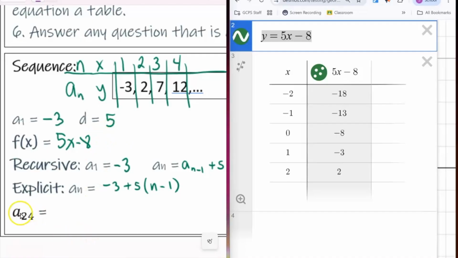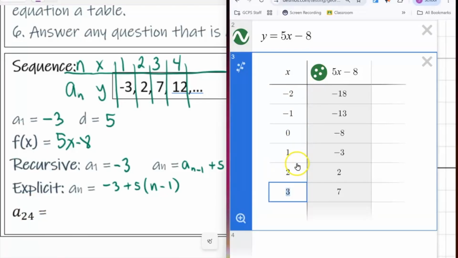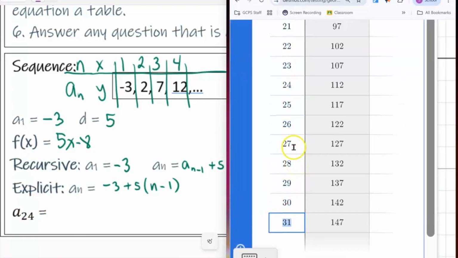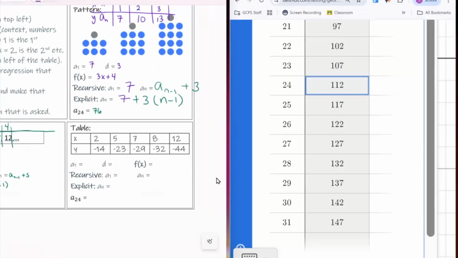The last question I could ask you is find the 24th term, find the 15th term, find the 20th term, whatever it is. I just come to my table, the very bottom of the table. I hold down enter until I get to the number I want. In this case, I want 24. It is 112. So my 24th term in this pattern is 112, which means if I continued writing it out 1, 2, 3, 4, 5, 6, 7, 8, all the way to 24, that number would be 112. And that's it. All right, so I'm going to do the last one, which is a table.